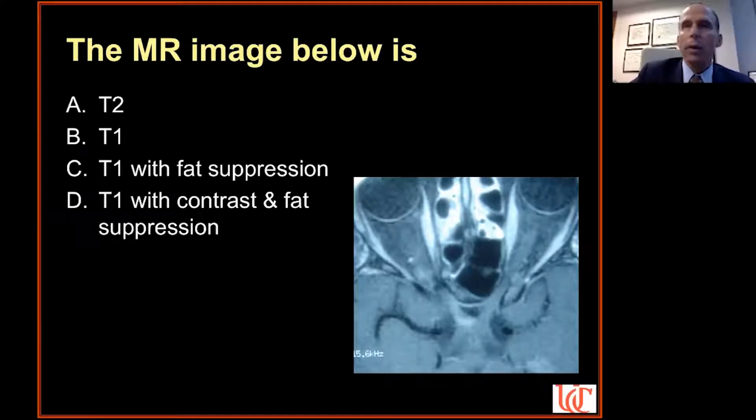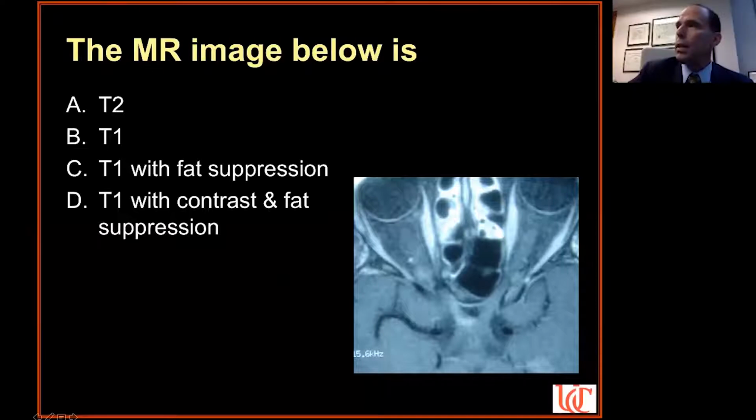So let's see if you were listening. I'll give you a second to vote for these. So T2 weighted, T1 with fat suppression, T1 with contrast and fat suppression. And the results are, okay, nobody said T2, very good. Only a couple people said T1. It is T1, and then a third of you said T1 with fat suppression. It's definitely with fat suppression, but it's also with contrast.